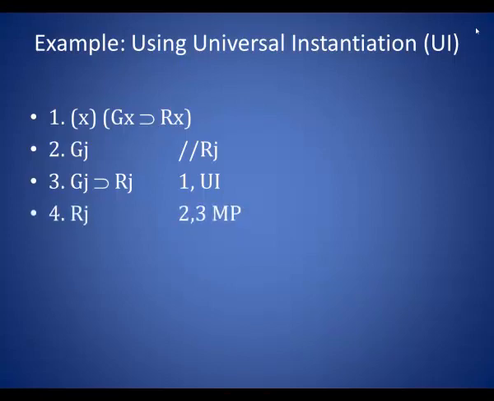Now I could have changed the variable x from premise 1, this variable attached to the G and this variable attached to the R, to any letter I wanted to, or whatever variable I wanted to. But because on line 2 I have j, it makes sense for me to replace these variables with the constant j so that I can then use modus ponens. Now that I've done that, we can see that the problem is solved.